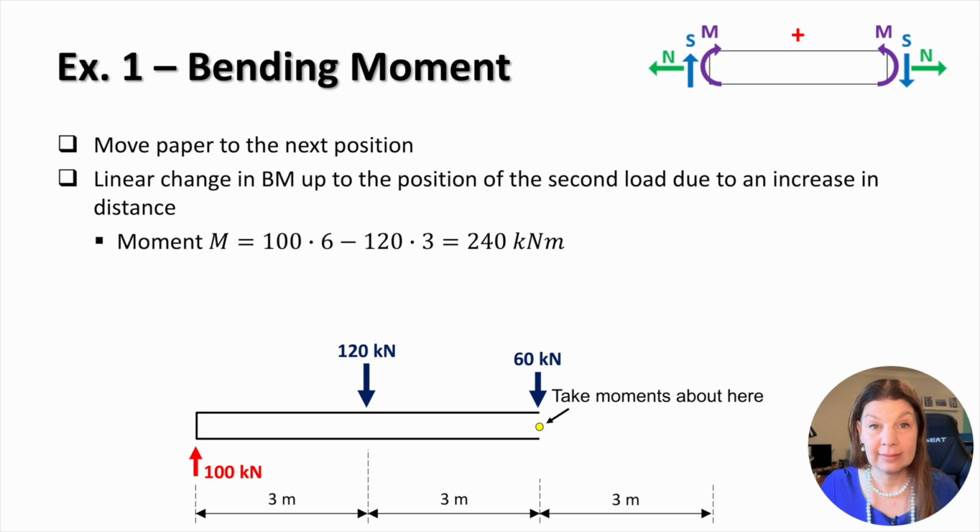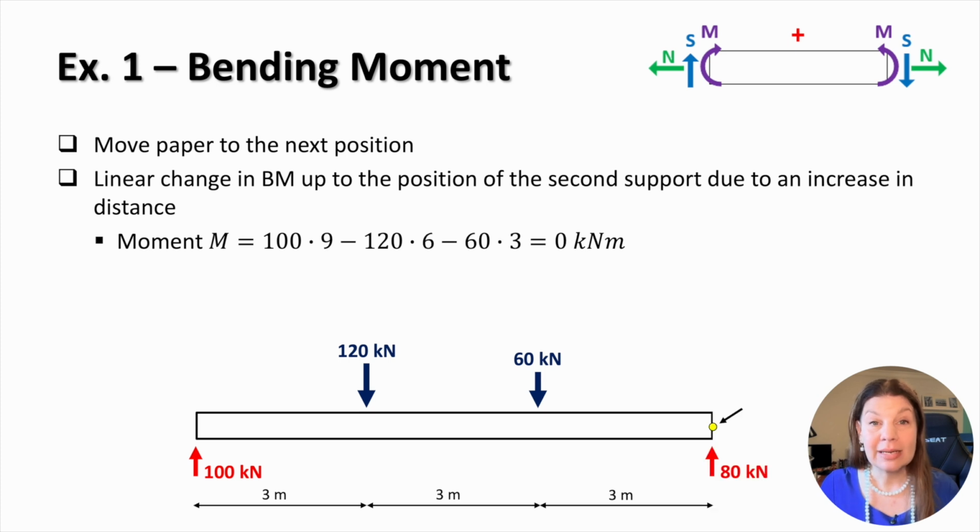And finally, we evaluate the bending moment at support B, located 9 meters from support A. Taking moments of the forces to the left of the section, we have the 100 kilonewtons reaction at A acting with a distance of 9 meters, the 120 load acting with a distance of 6, and the 60 kilonewton load acting with a distance of 3 meters. Summing up the moments gives us a bending moment of 0, and this confirms the expected result since a simple support cannot resist bending moment.